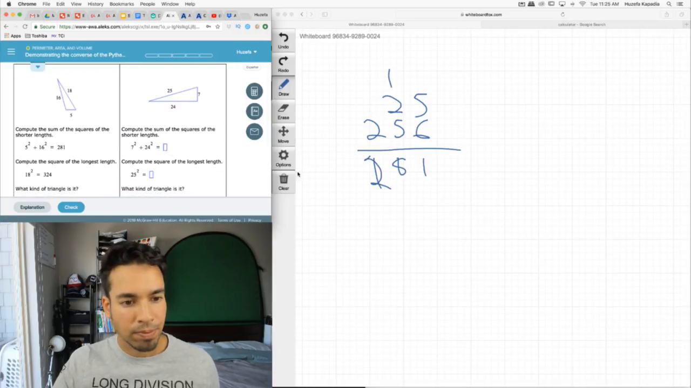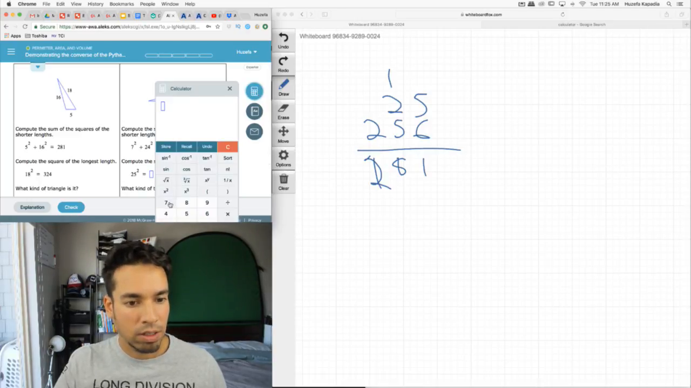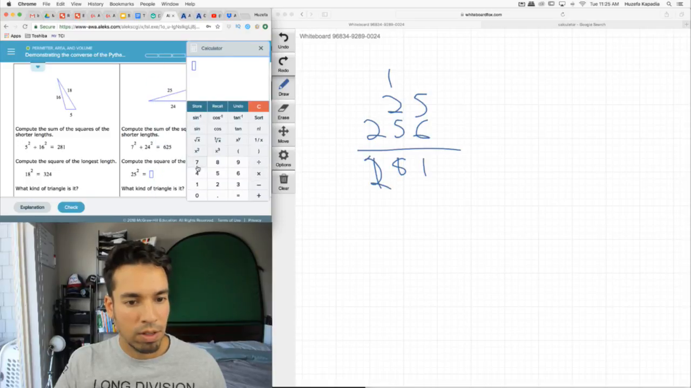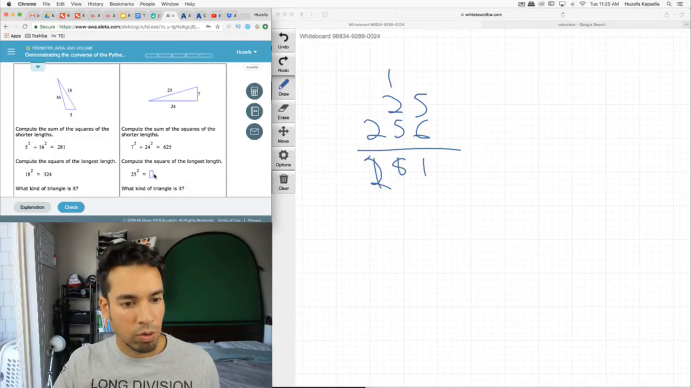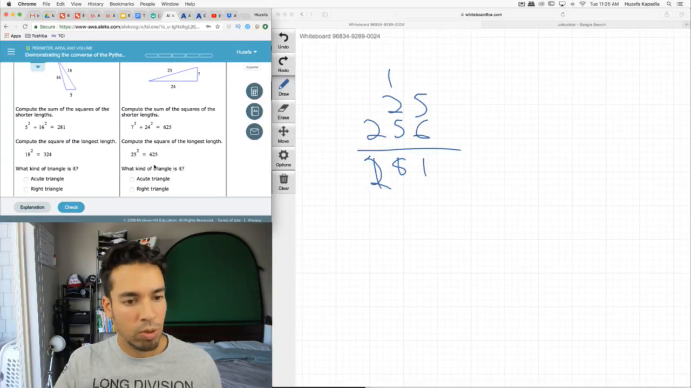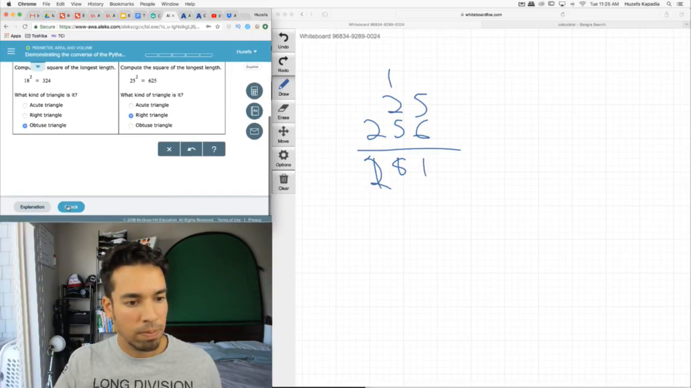What about this? 7 squared plus 24 squared. I happen to know this is 625, but we can calculate it here. 7 squared plus 24 squared equals 625. 25 squared is 625. This is the Pythagorean theorem. A squared plus b squared does equal c squared, so it's a right triangle.